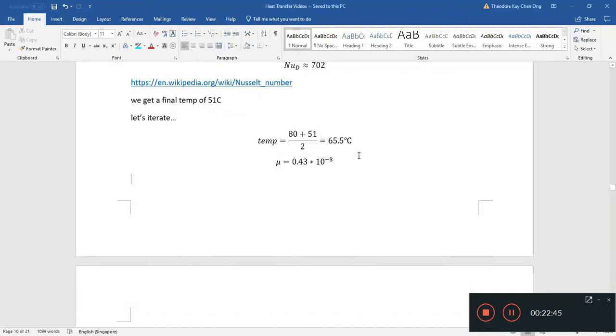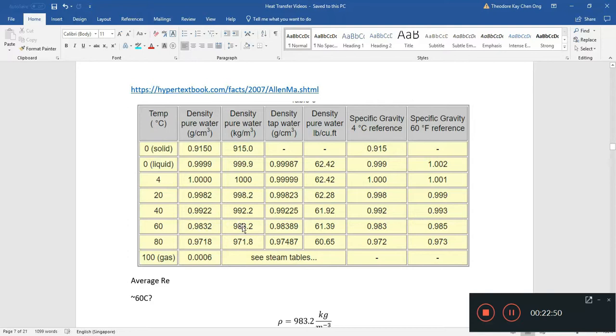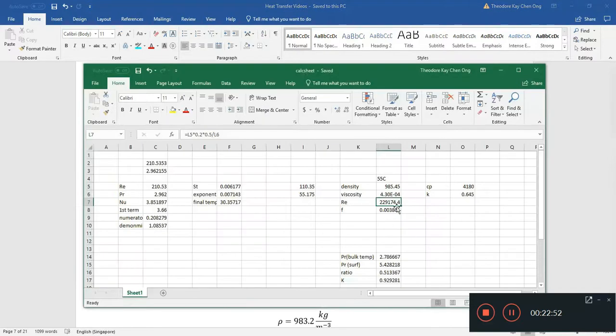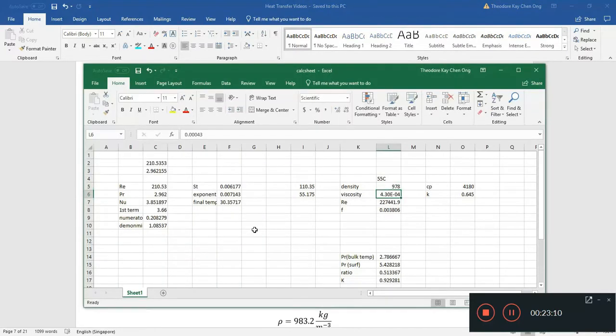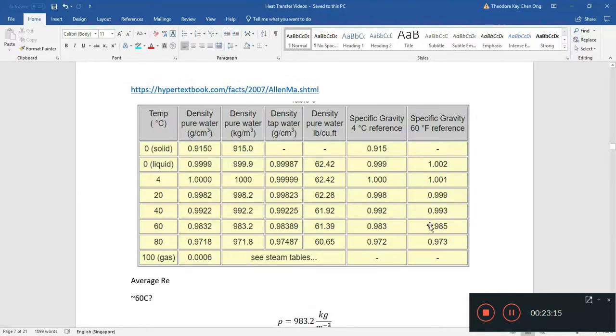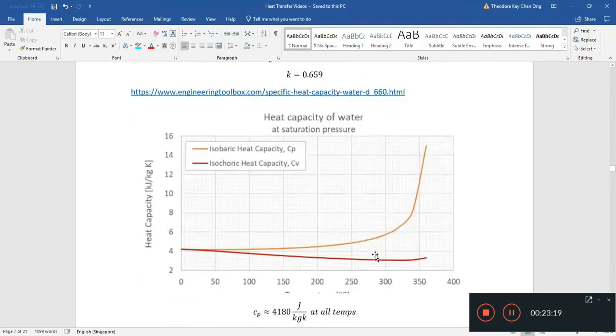We're going to look for our density, which shouldn't change much as usual. So we'll use our old, maybe 975. And yeah, no, not 975. Maybe 978. Okay. Alright, I think I better calculate it properly.